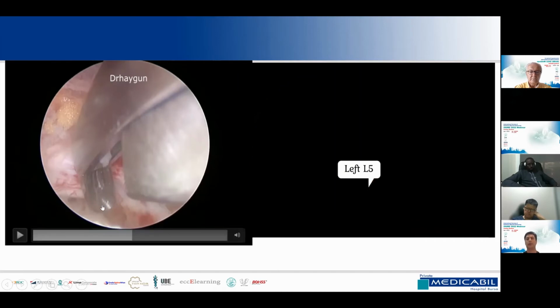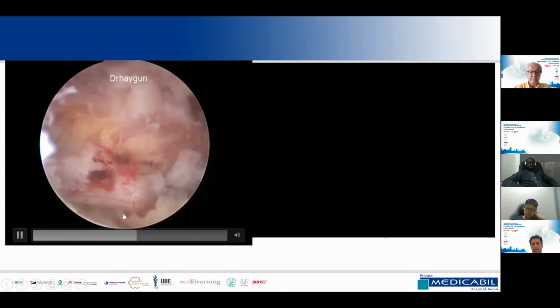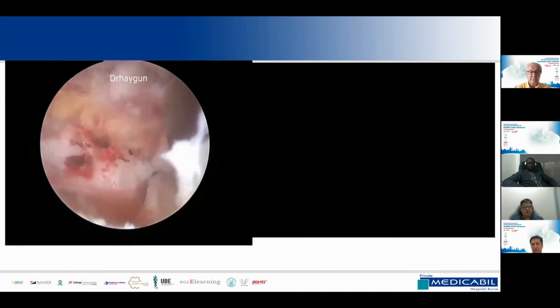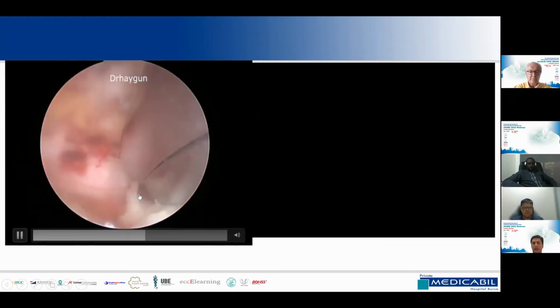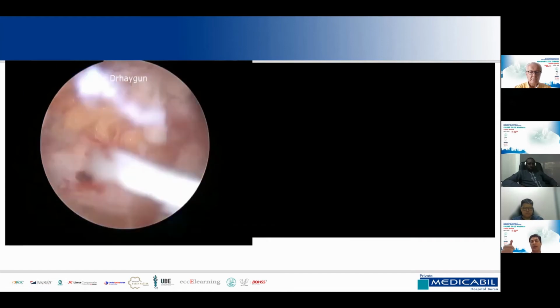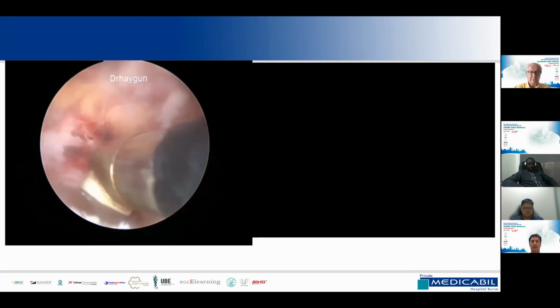Even though this is complete decompression, you can see what happened here. This is the L3-4 level. Now, this is L4 traversing nerve root. We've seen before as L4 exiting nerve root. Now, this is a traversing nerve root.